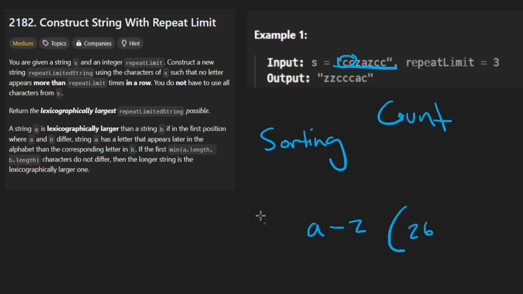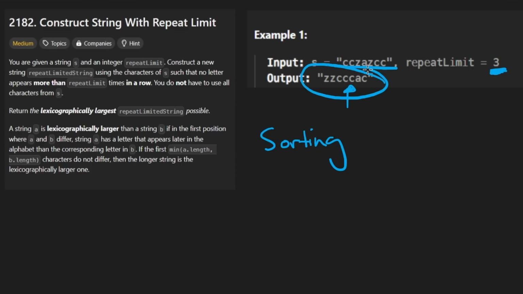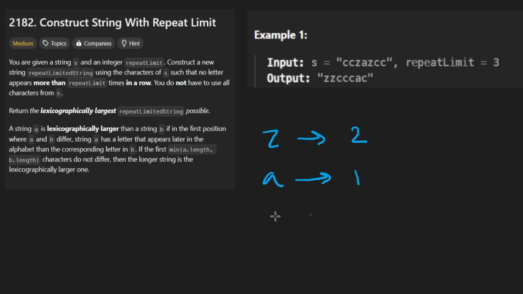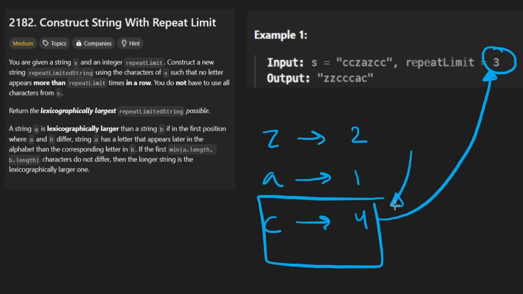But no, there's a catch, and that's what makes this problem interesting. There's actually a limit. We cannot have more than 3 consecutive characters that are the same. And that's why this is a good example. Because from the first example, it makes it clear that we can't do counting and sorting. Because clearly, if you count it, we have 2 z's, we have a single a, but we have c, there's 4 of them. And that's above the limit. So we cannot have 4, we can have at most 3 c characters.